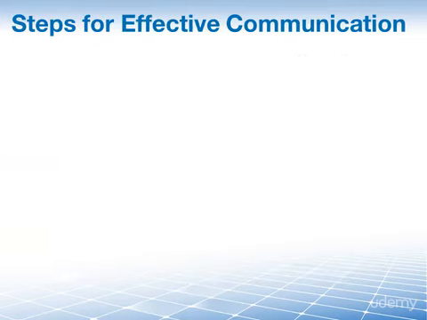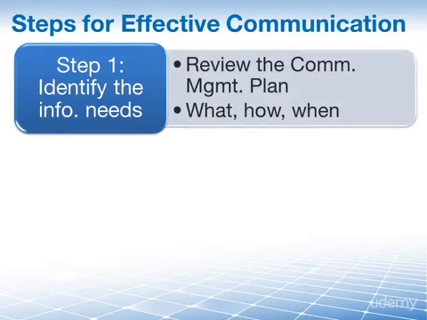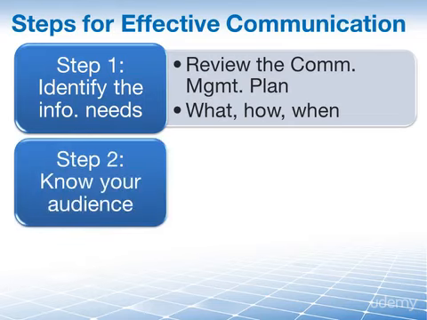In order to increase the effectiveness of your communication, you can follow a process, and here are 6 general steps that can help you increase that effectiveness. Step 1 is identify the information needs. Your communications management plan will identify the information that needs to be distributed in order to keep your stakeholders informed of the project's progress. You should continuously review the plan and ensure that the information needs have not changed. In other words, you need to know all about the what, how and when and other details around the information needs of your stakeholders.